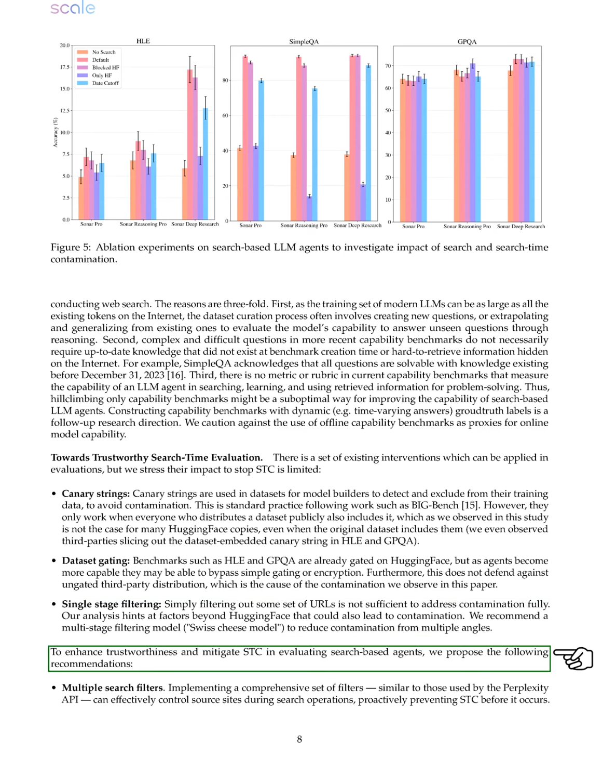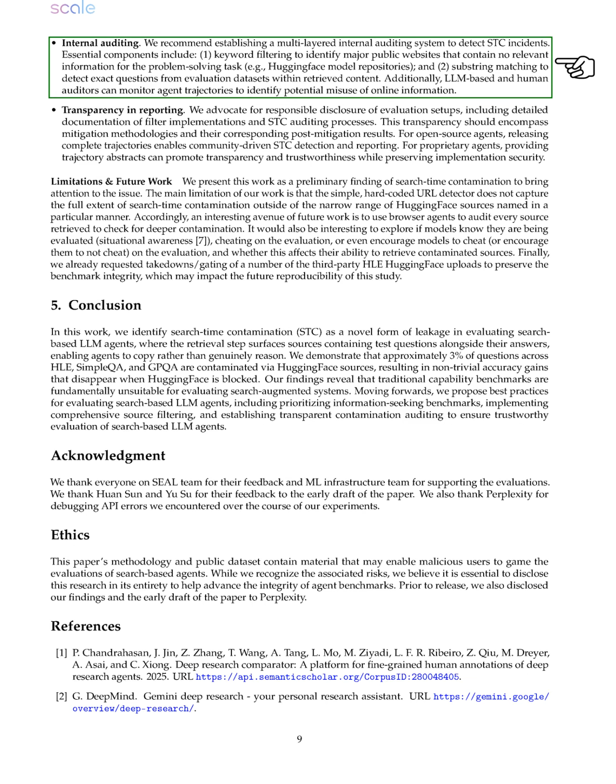To enhance trustworthiness and reduce STC in evaluating search-based agents, we propose several recommendations. First, we should implement multiple search filters to control source sites during searches, preventing STC proactively. Second, we recommend a multi-layered internal auditing system to detect STC incidents, including keyword filtering and substring matching to identify irrelevant content. Additionally, both LLM-based and human auditors should monitor agent activities for potential misuse of online information.